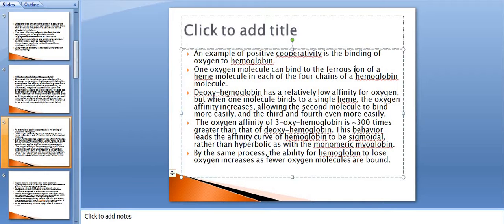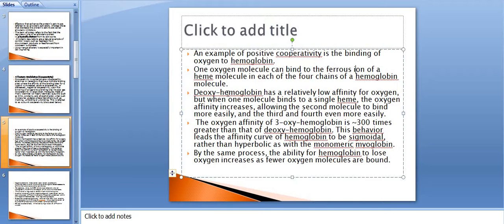Okay, deoxyhemoglobin has a relatively low affinity for oxygen. But when one molecule binds to a single heme, the oxygen affinity increases, allowing the second molecule to bind more easily and the third and fourth even more easily.